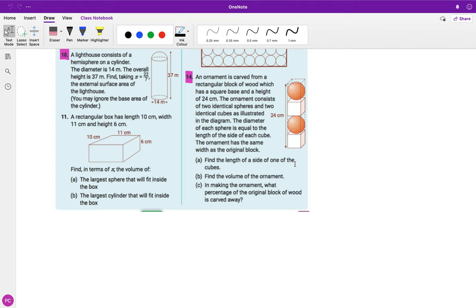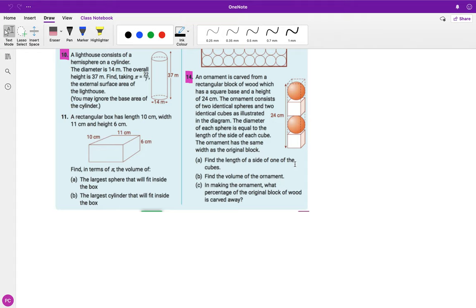The diameter is 14 meters. They're giving you that. Be careful: the diameter is 14, so you know the radius is half that. The overall height is 37. They're giving you that as well. Taking pi as 22 over 7, find the external surface area of the lighthouse. You can ignore the base. So you're looking for the two sides and the bit on top.